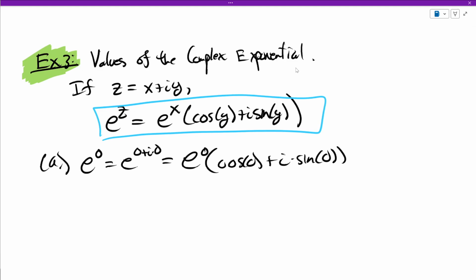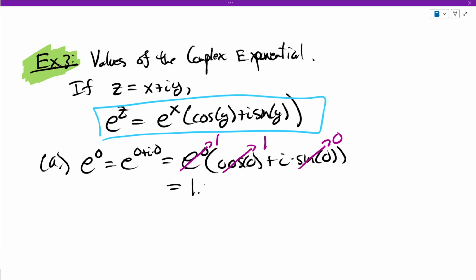All right, let's fill in some things here. E to the 0 is a 1. Cosine of 0 is a 1. Sine of 0 is a 0. So we get 1 times 1 plus 0, so we get 1. Great. E to the 0 is still 1. And in fact, more is true.